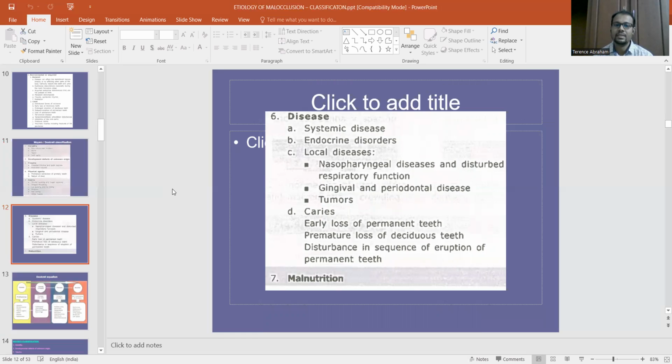Caries also has an important role in the development of malocclusions. The early loss of the deciduous teeth due to caries can cause tilt or inclination of the adjacent tooth and prevent the eruption of the permanent successor tooth. Then various malnutrition can also cause malocclusions.